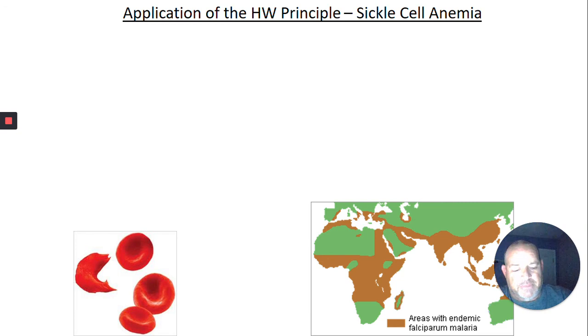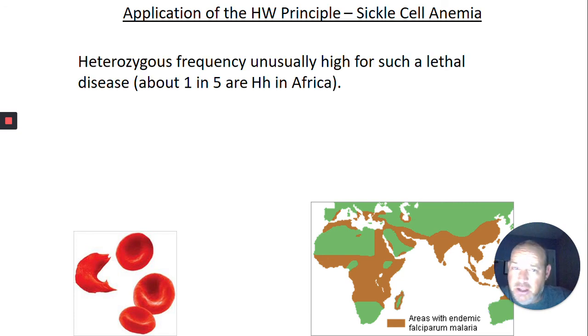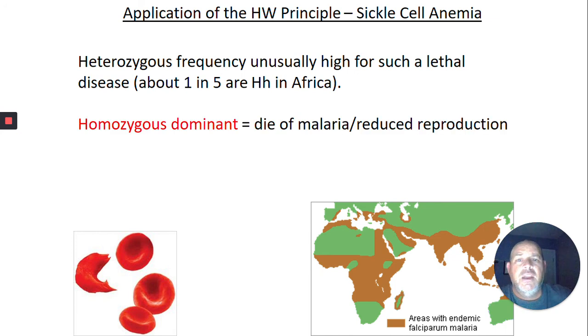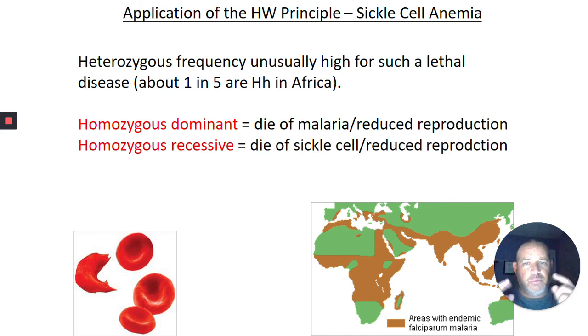But here's the thing. If you have sickle cell in Africa, it might not be a terrible thing. This is why. Not only is sickle cell a thing in Africa, but so is malaria. Malaria kills a lot of people in Africa. And these two things work very differently. So heterozygous frequency is really high for such a lethal disease. About 1 in 5 people in Africa are big H, little h, and that's a pretty high percent.